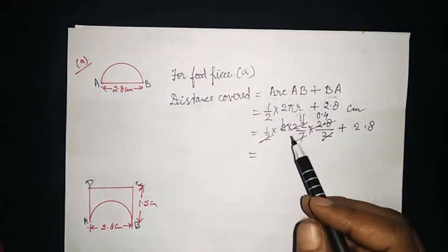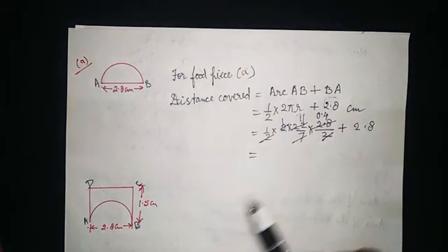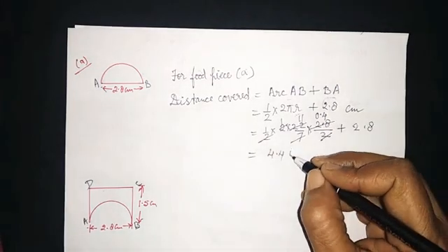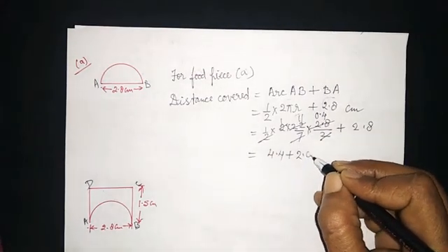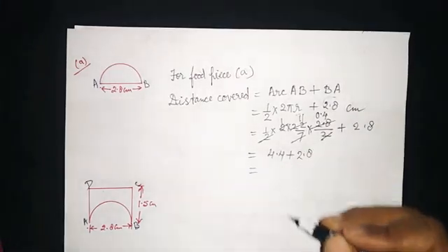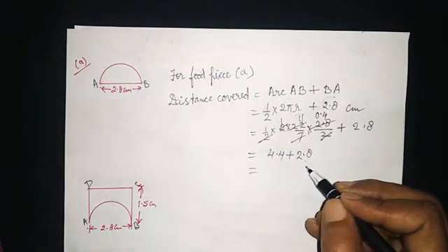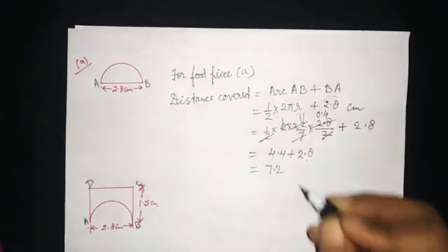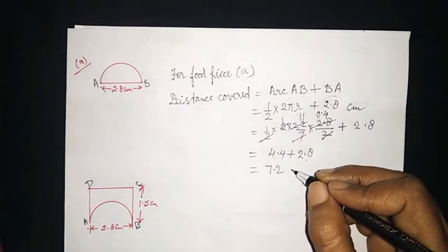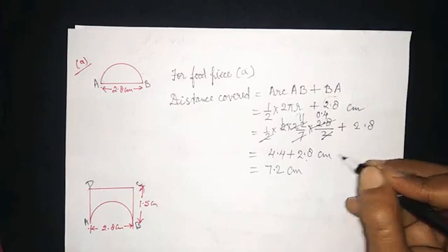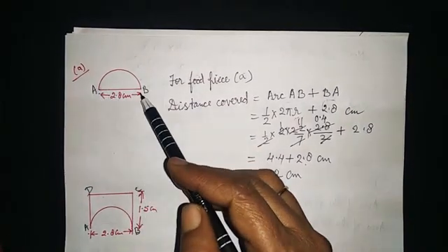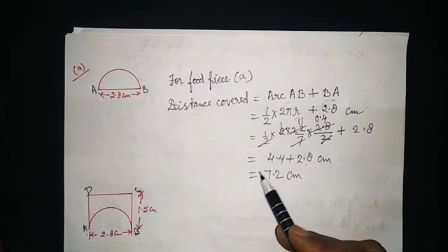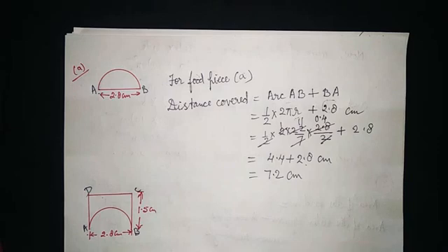Okay, now 11 and 0.4 we will multiply. What we will get here? 4.4. Okay, plus 2.8, and now we will add. What will come here? Here we will get 7.2, and now we will write centimeter. So for this food, how much distance does the ant cover? The ant covers 7.2 centimeter distance.